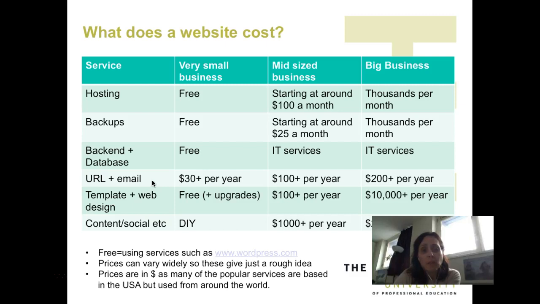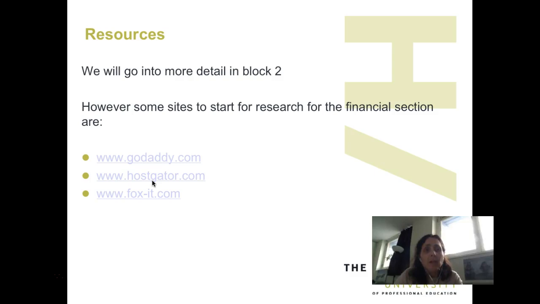You also need to buy your URL and email. You may buy templates. You may get web designers to work for you. So that's where the costs start coming in. So in a financial analysis, you've got to think about the benefits as well. How much is a business using on their ICT, and how do they earn that back? So we'll go into more detail in block 2, but if you want to look at some finances for assignment 1, here's just a couple of starting places for researching the ICT costs.